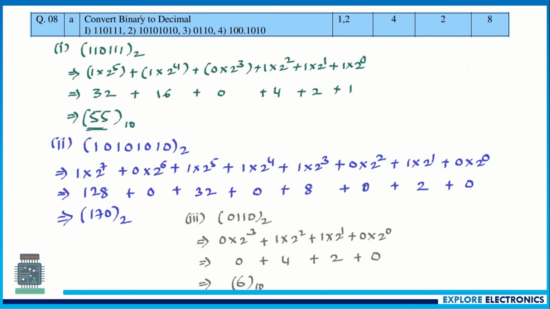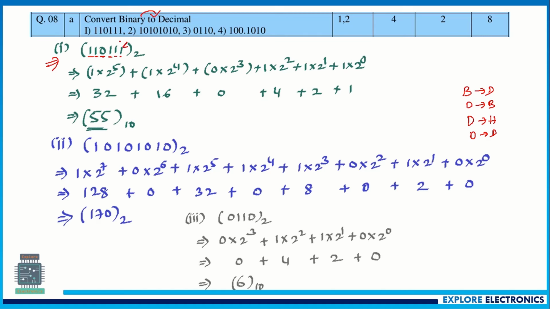Convert binary to decimal. So you can see one number system conversion will be there, from binary to decimal or from decimal to binary, from decimal to hexadecimal, and octal to decimal, like that. So since they have given it in binary, we need to convert into decimal. We need to multiply with the weights of these.